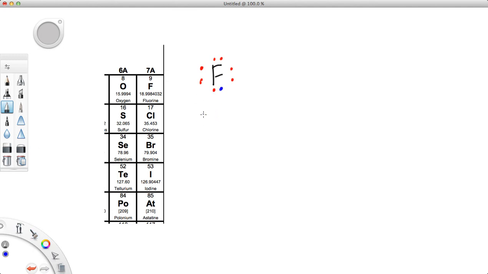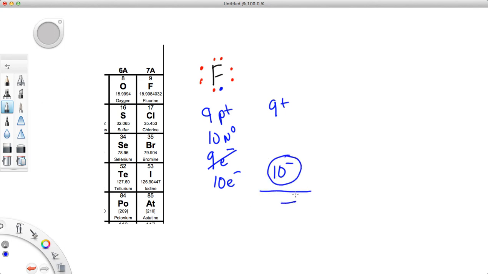So by default, a neutral fluorine atom has 9 protons. It has 10 neutrons, and it has 9 electrons. Well, it's going to gain 1, causing this to be 10 electrons, giving it 9 positives, 10 negatives. Overall, there's an overall charge of 1 negative. So fluorine will be indicated by F minus. And that is true for everything else in that column. Chlorine, Cl minus. Bromine, Br minus. Iodine, I minus. So that is how we are forming those ions, by gaining and losing electrons.